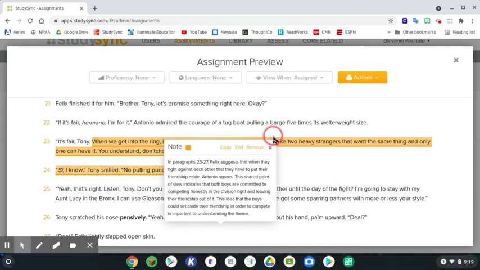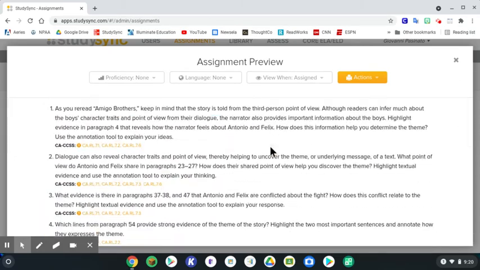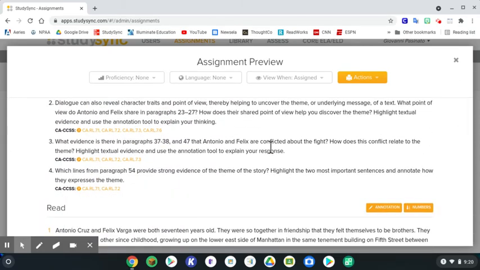With that, let me close this down. Let's go check out question number 3. What evidence is there in paragraphs 37 through 38 and 47 that Antonio and Felix are conflicted about the fight? How does this conflict relate to the theme? Highlight text evidence and use the annotation tool to explain your response.